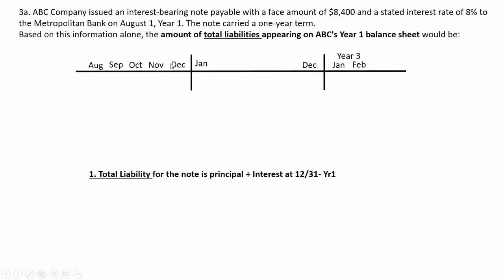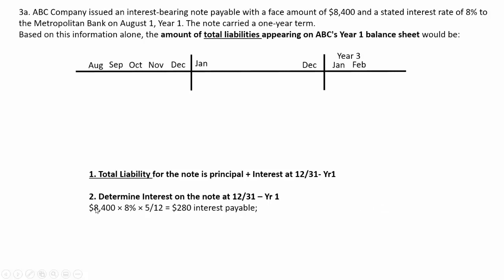So we need to figure out how much interest is going to be for these 1, 2, 3, 4, 5 months. So the second step in answering this problem would be to determine the interest on the note at 12/31 year 1. That's going to be $8,400 times 8% times 5 months over 12 months. And that's going to be $280 worth of interest, and it's going to be payable. We won't actually pay it then, because we won't pay it until the 1-year term is up, which would probably be over here in August of year 2.